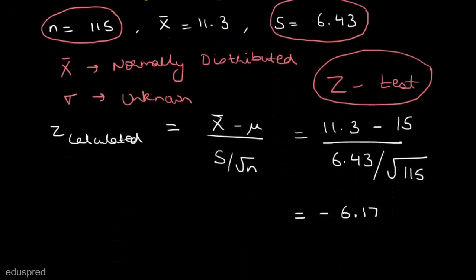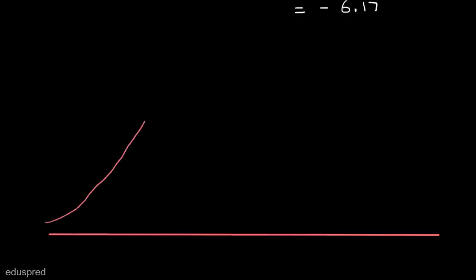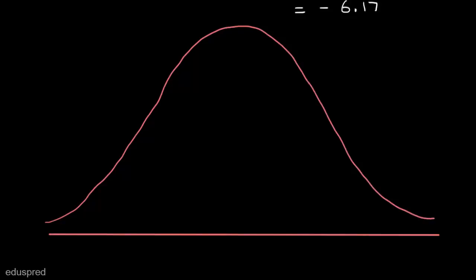Let's see. So let's draw the z distribution. Let's say this is how the Z distribution looks. And we have calculated that Z calculated is equal to minus 6.17, and we are not given alpha, so we cannot find the Z critical value directly. To say something about this hypothesis, first let's have a look at the Z table.